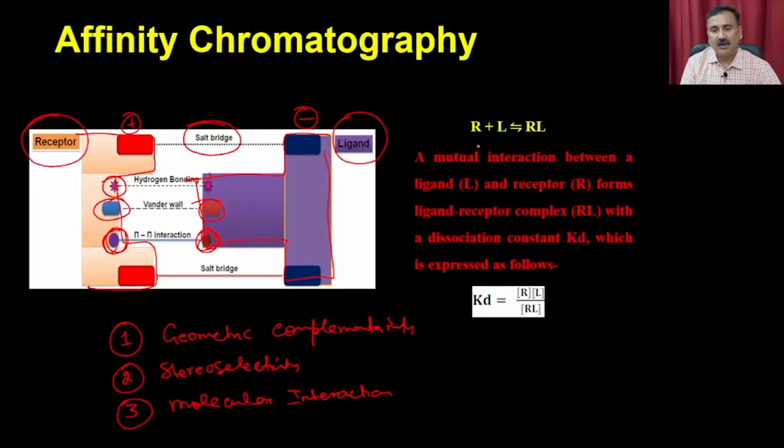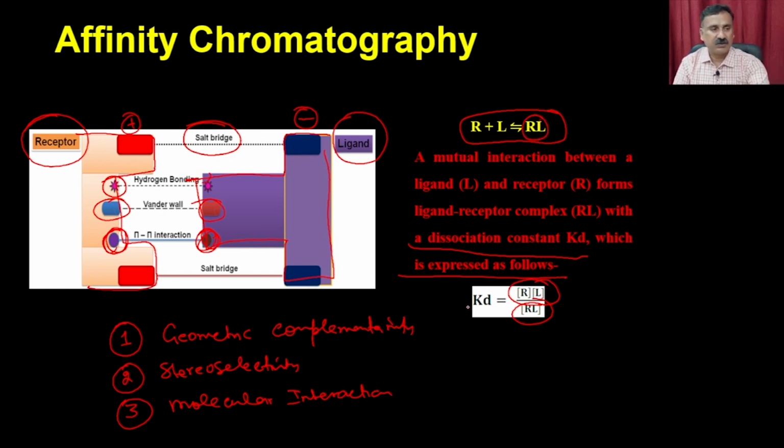In a mutual interaction between the ligand and receptor to form the ligand-receptor complex, the dissociation constant Kd is expressed as Kd = [R][L]/[RL]. R plus L forms a reversible complex, giving you the complex RL, and you can use this equation to calculate the dissociation constant. And this is the basic principle of affinity chromatography.